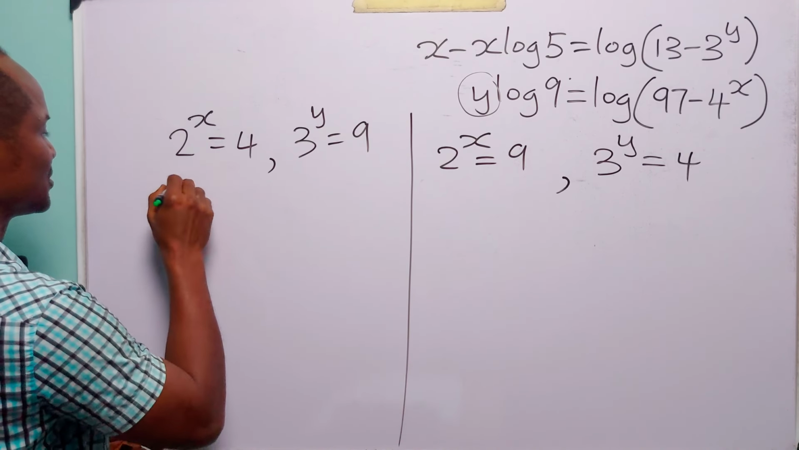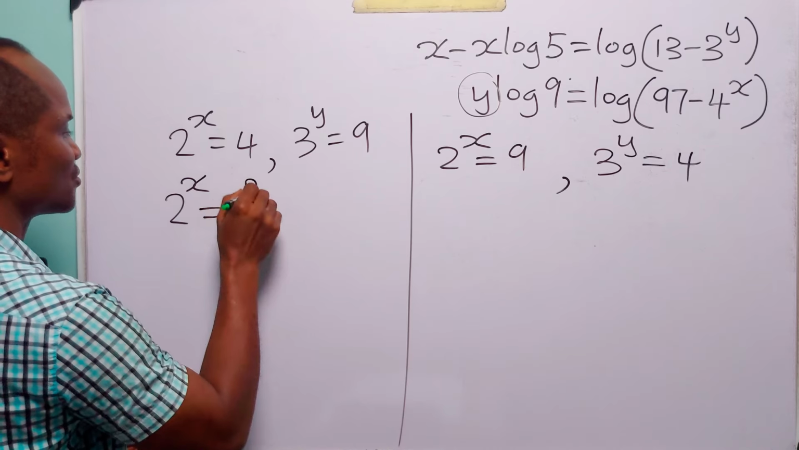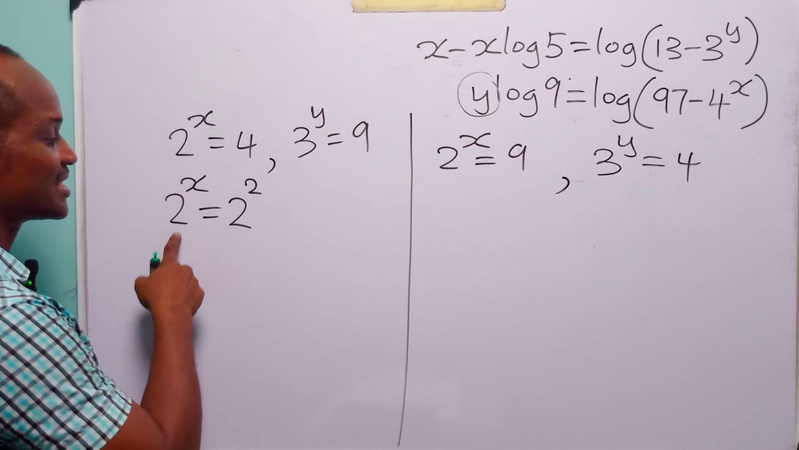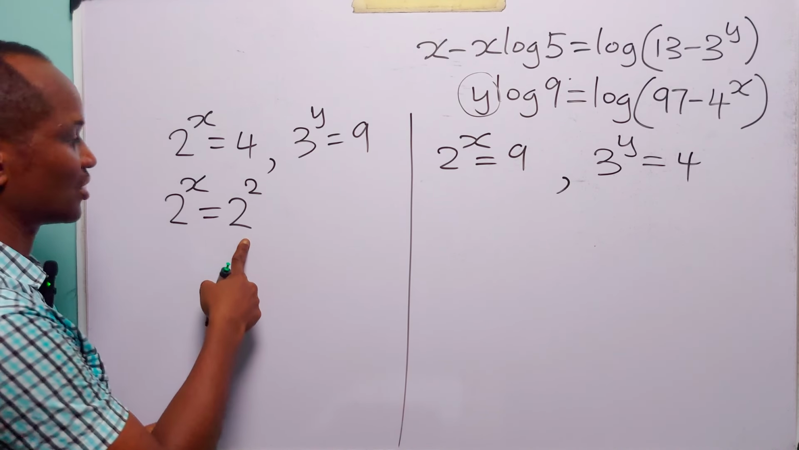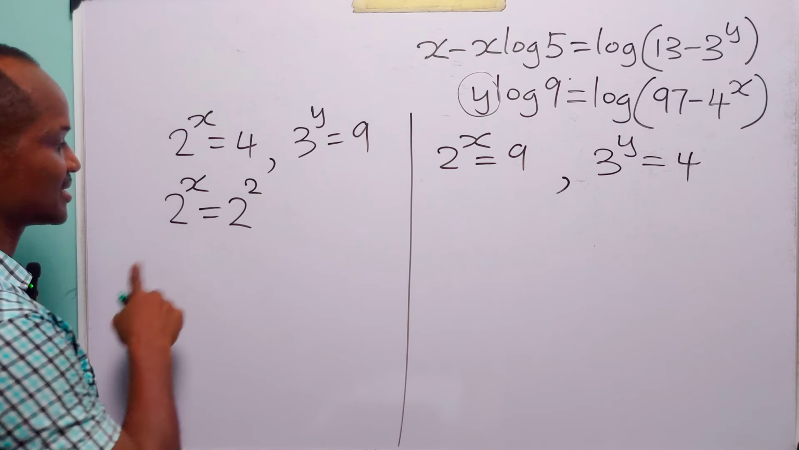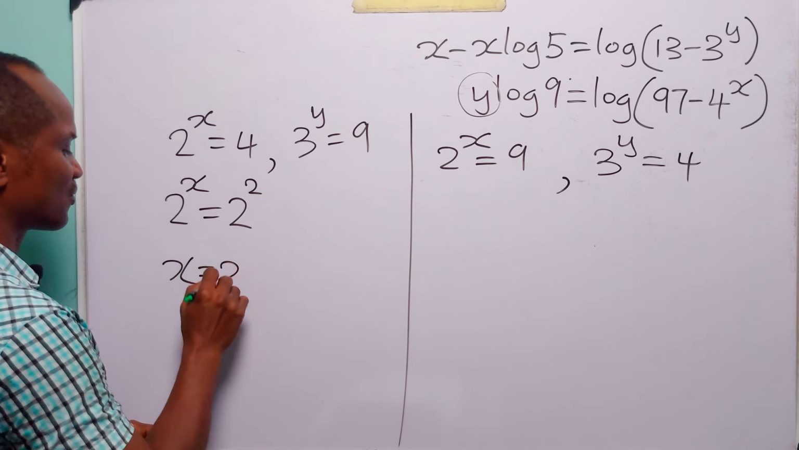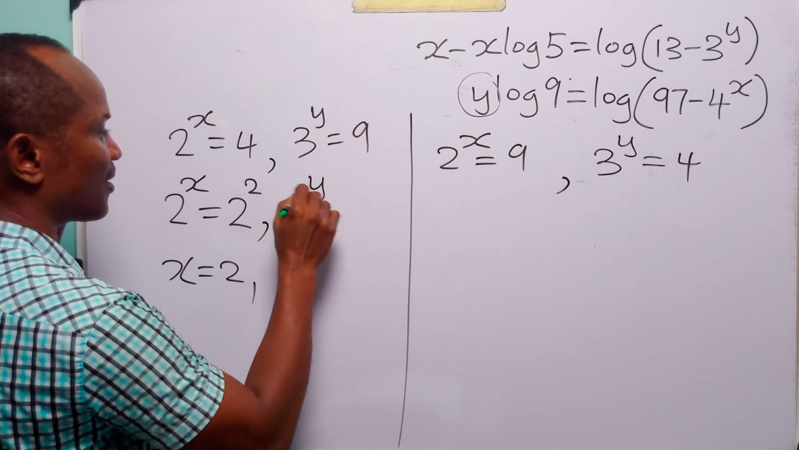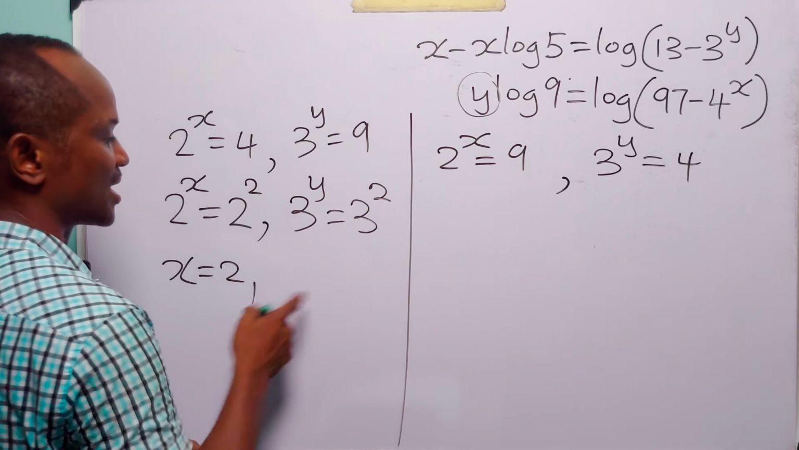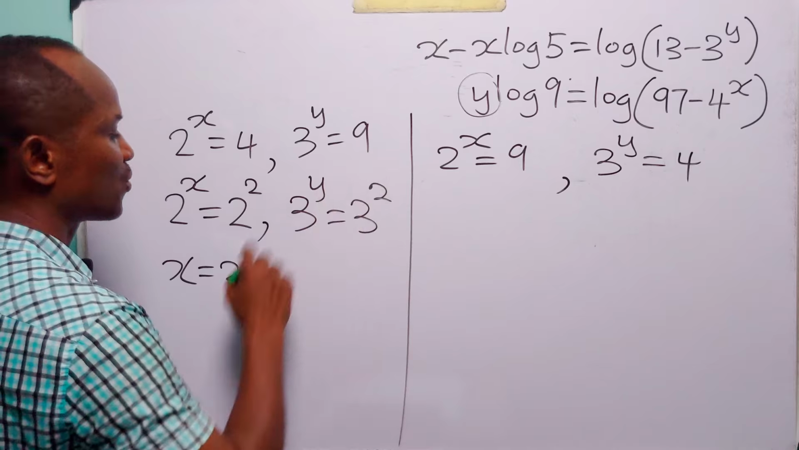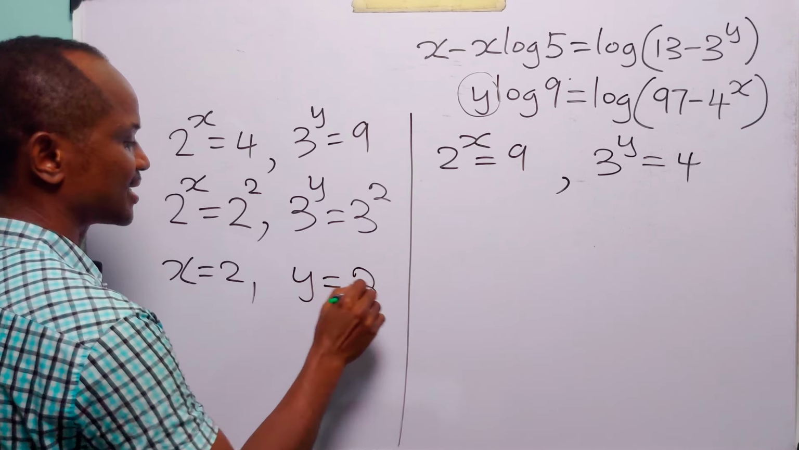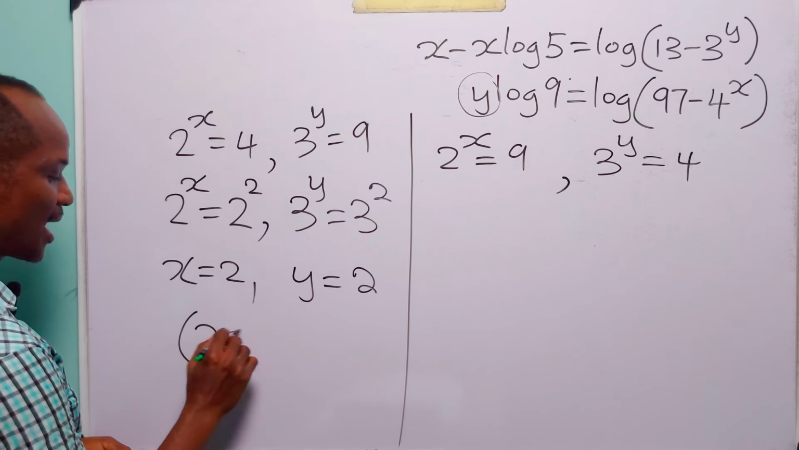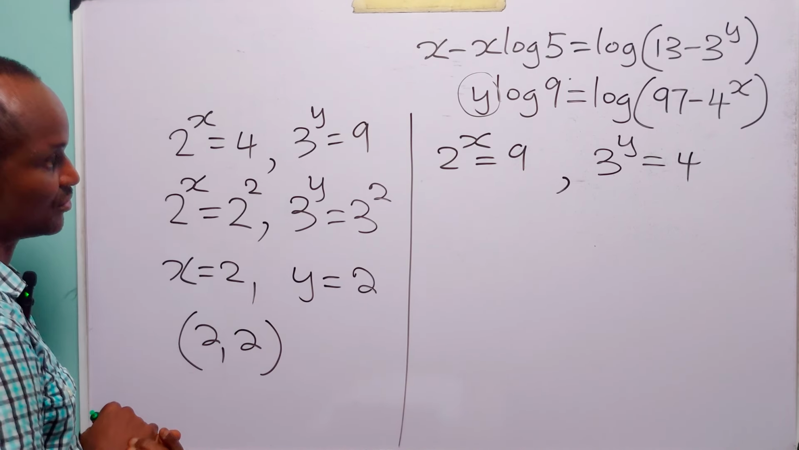Here we have that 2 to the power x is equal to 2 squared. Of course, you know that 4 is equal to 2 squared. Since we have the same base on both sides of the equation, we equate the exponents. From here, we have that x is equal to 2. This happens here also. 3 to the power y is equal to 3 squared. Same base, we equate exponents. We have that y is equal to 2. So when x is equal to 2, y is also equal to 2.